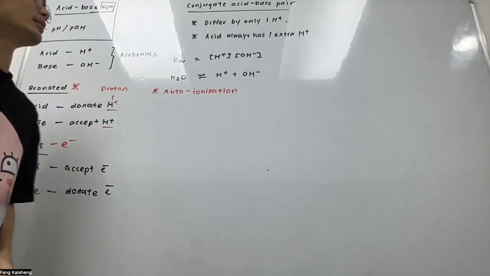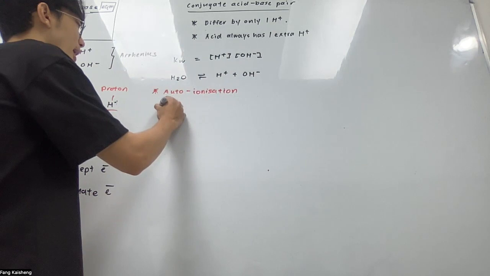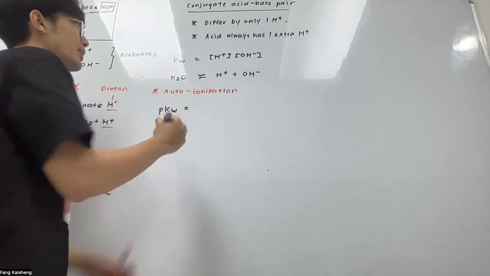So that's it, a few numbers here and there. Guys, you see, if I were to add a negative log to Kw, so it becomes pKw, then what's the formula now?